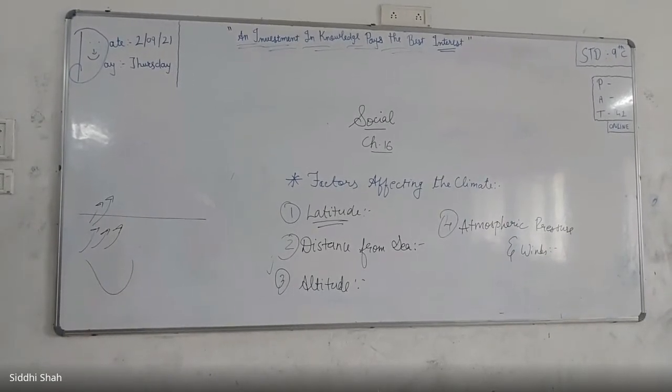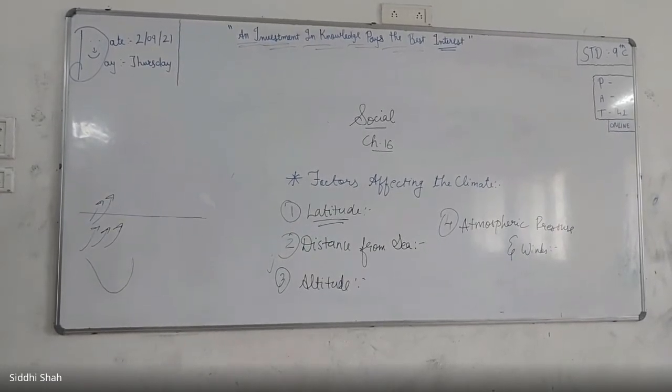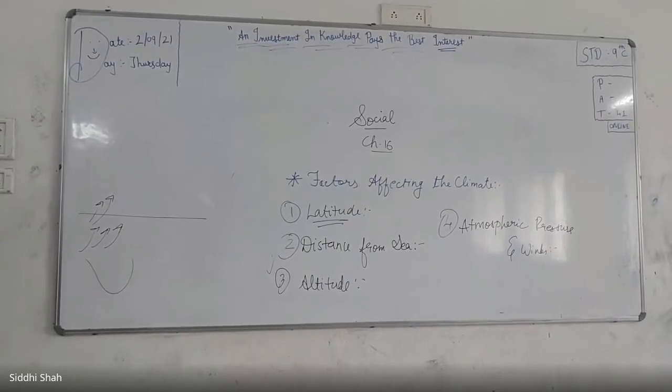Factors affecting the climate. There are some factors on the surface of the earth which control the distribution and the amount of elements of climate. These are called climatic factors. Factors affecting the climate of India.